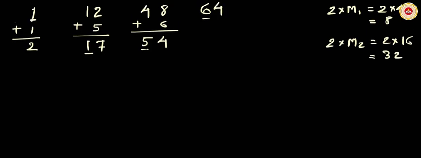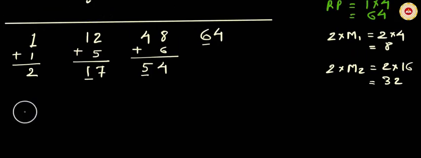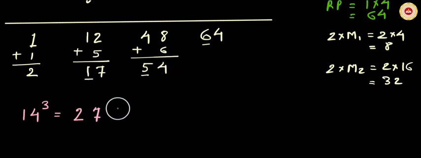So let us write the final answer. What was the number? 14 cubed is equal to: left part is 2, middle part 1 is 7. Don't write this one because we have already passed it. Middle part 2 is 4, and the last part, that is the right part, is 4. So 14 cubed is 2744.